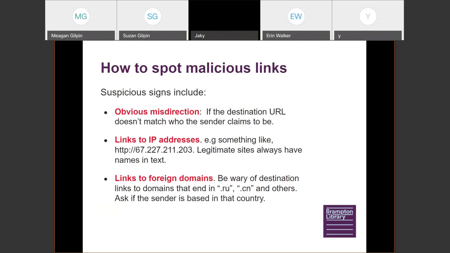Anytime you see a link that is linking to an IP address, so something like some numbers, 67.227.211, et cetera, that's also a huge red flag. A legitimate site will always have a named text link. And be careful with links to foreign domains, particularly destinations that end in .ru or China, as well as others. Ask yourself, is the sender that this email claims to be from based in that country? And if the answer is no, it's highly likely that it is a scam email.